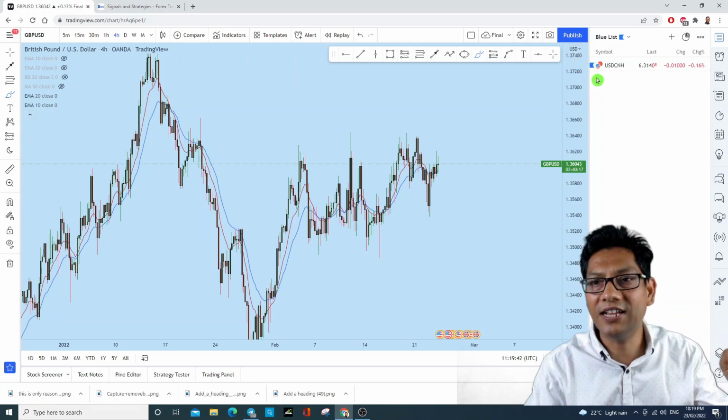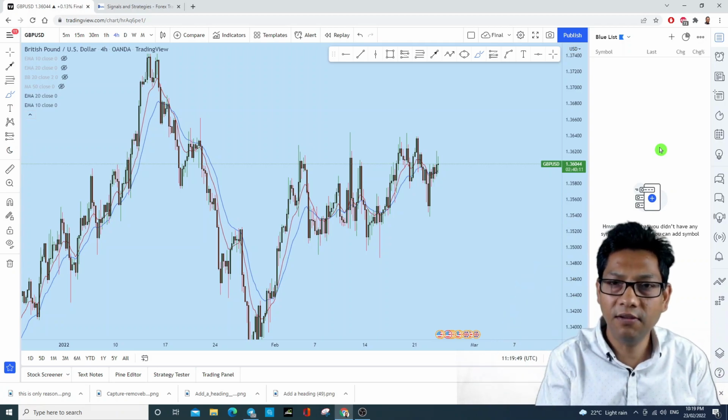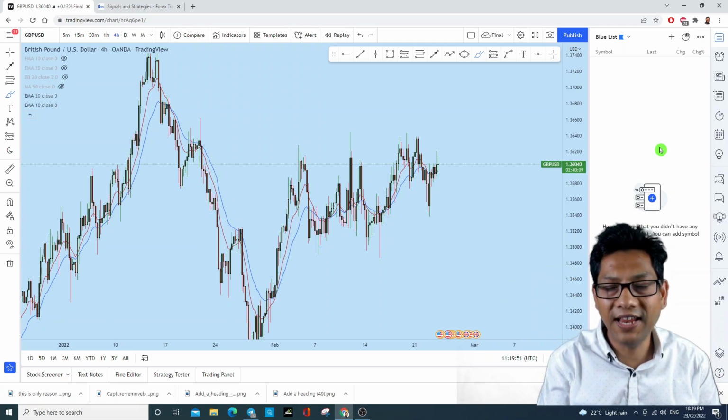So these are the currency pairs. We already have taken quite a few trades, right? So these are the currency pairs that I will be trading. This is my plan.